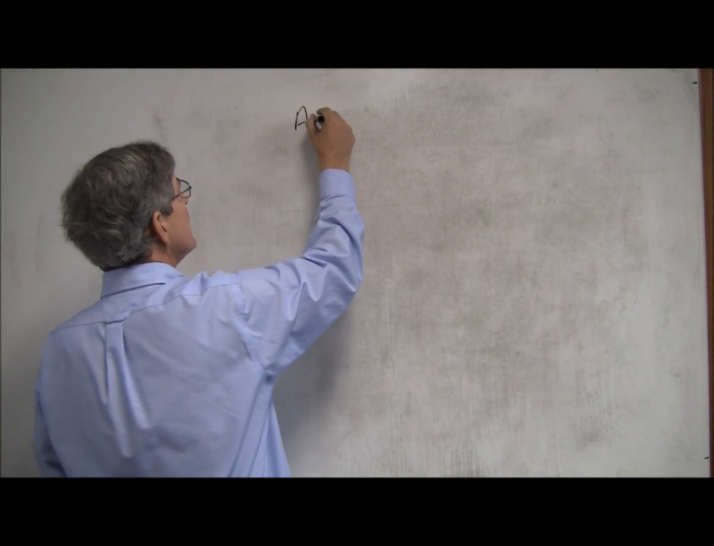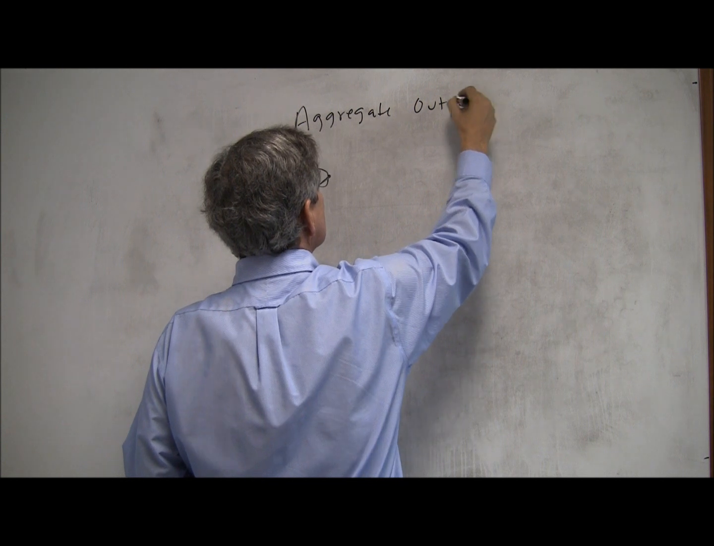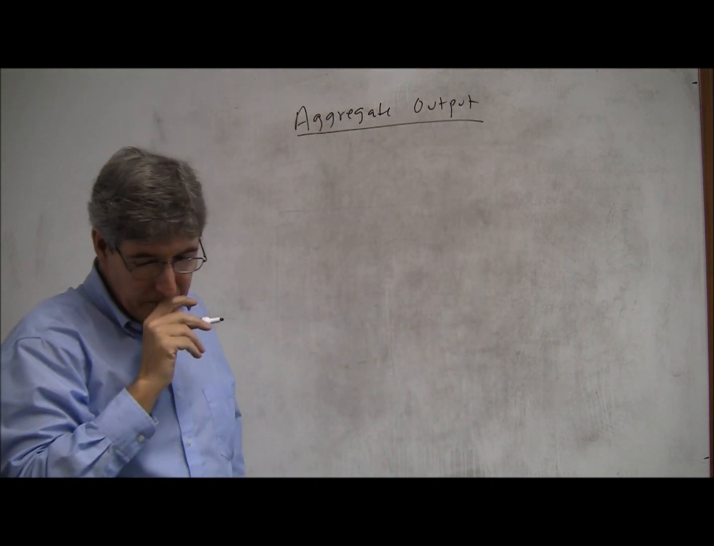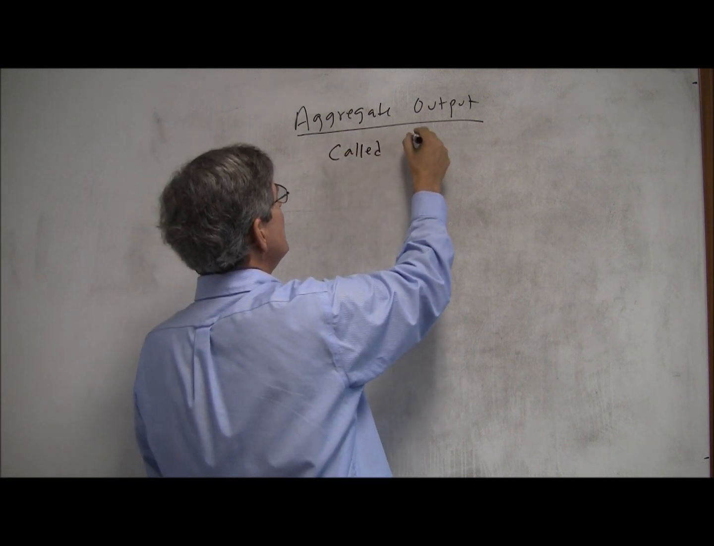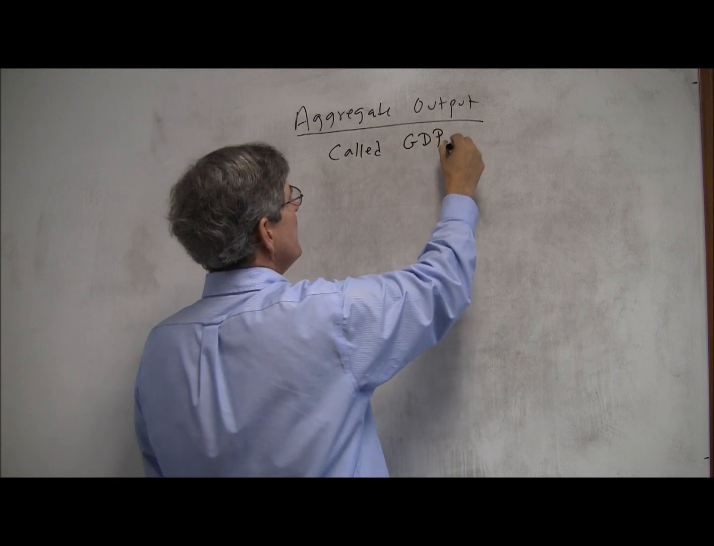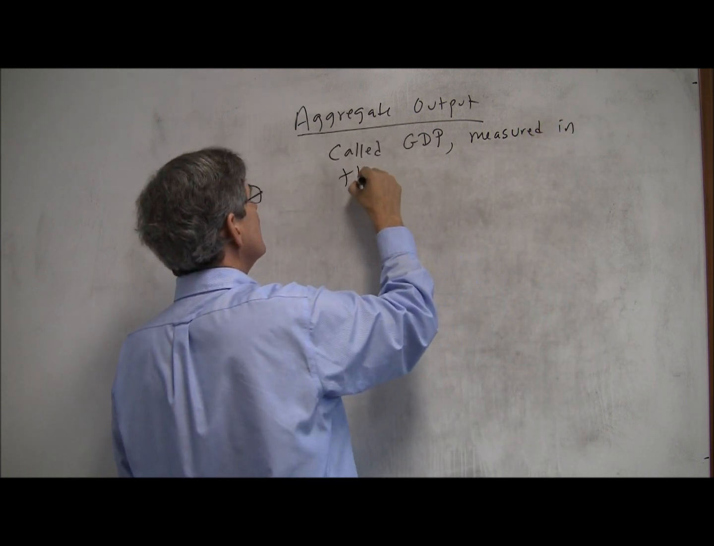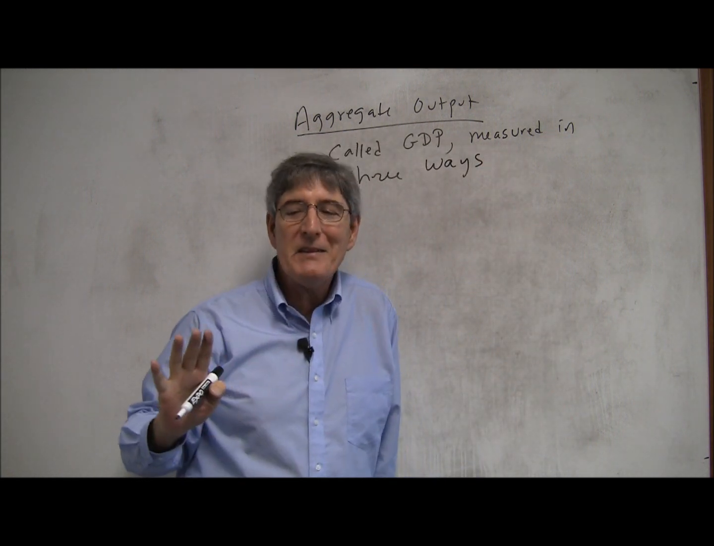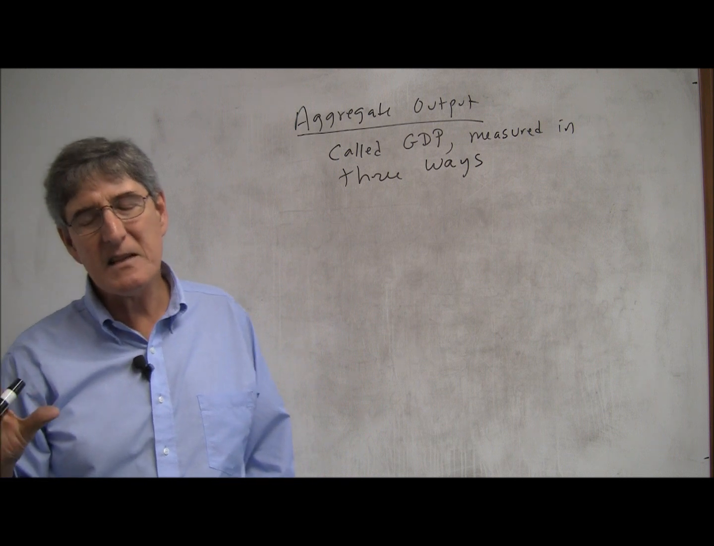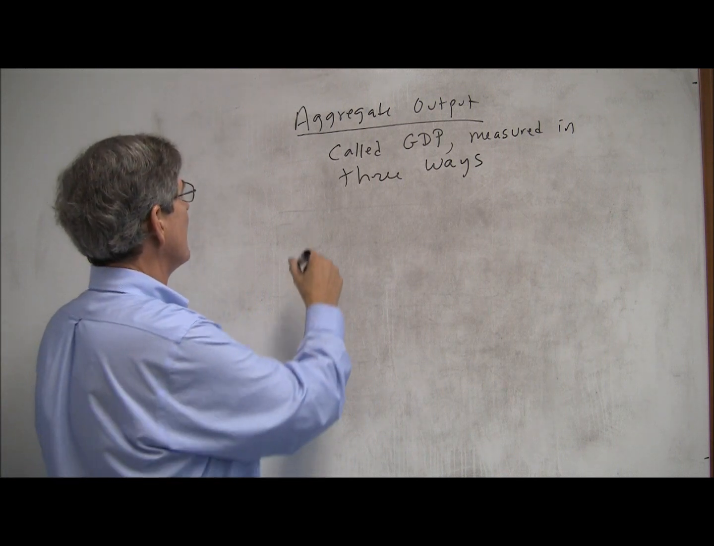Okay, so aggregate output, how is it measured? It's called, and you already know this more than likely, GDP. And it can be measured in three ways, all of which theoretically give you the same number. In the real world, there can be some statistical discrepancies because some of this is done with sampling, but theoretically, these are all the same.